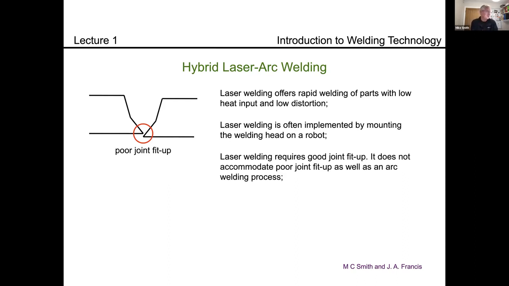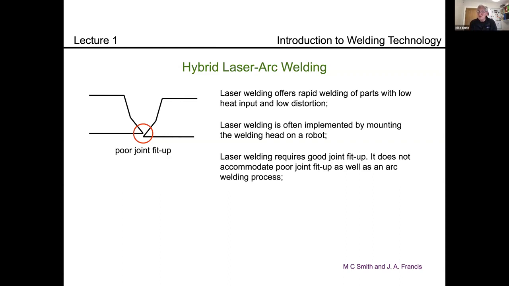On the left, there's a picture showing poor joint fit up. In other words, your two components that you're going to weld together, if you want to weld them using laser welding in keyhole mode, or indeed electron beam welding in keyhole mode, you've got to have a good fit up. You mustn't have gaps, or gaps that develop. You mustn't have misalignment, because the amount of material you melt is so small that you cannot accommodate large gaps or poor fit up. Whereas arc welding is very forgiving.